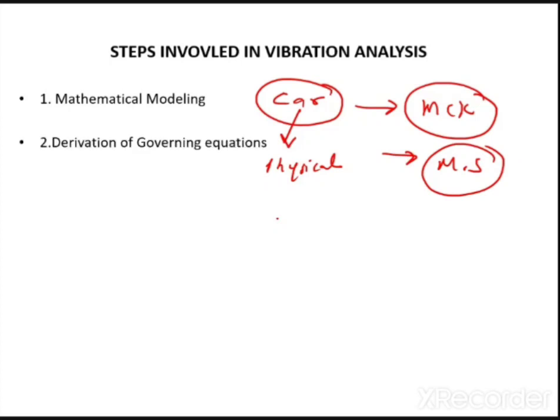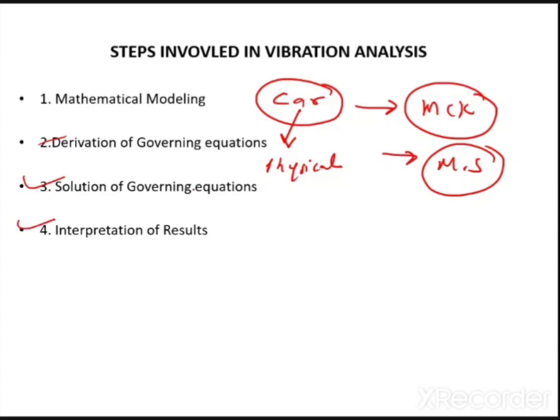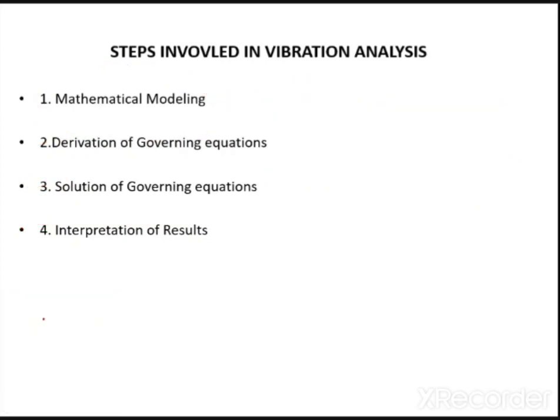So next is what? Derivation of the governing equations. Now I will come to the point. What exactly is the derivation of the governing equations? The third one is the solution of the governing equations, and the last one is the interpretation of the result. Now before I explain these points, one, two, three, and four, let us first of all take an example for this mathematical model. I will take one example, and then we will understand these concepts.